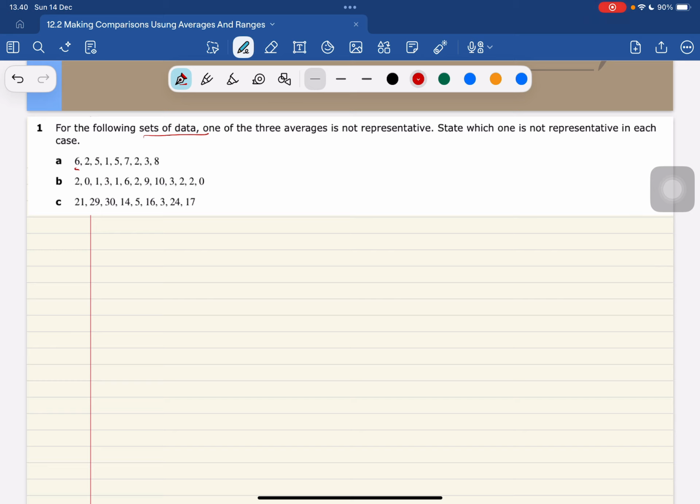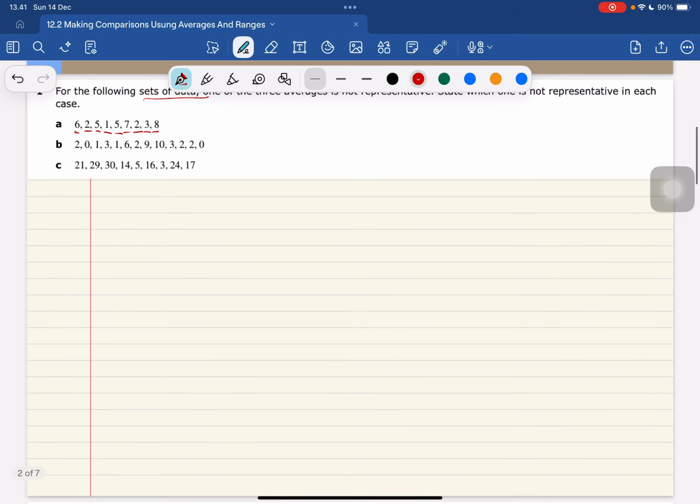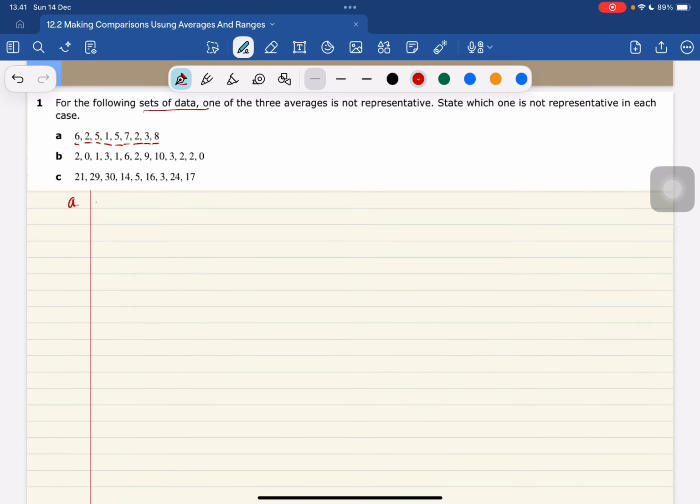So let's write 6 plus 2, and then plus 5, plus 1, and plus again 5, plus 7, plus 2, plus 3, and plus 8. So it's going to be 39 total for A. So the mean: 39 divided by 9, since there are 9 numbers. So the mean is going to be 4.3.